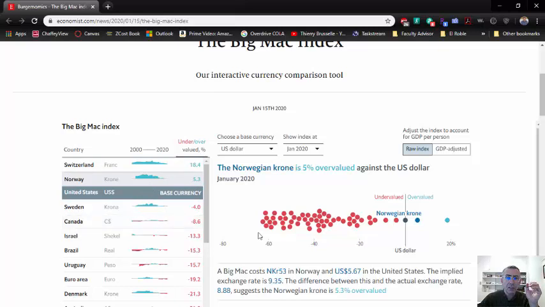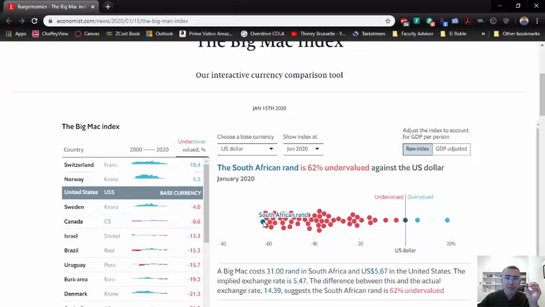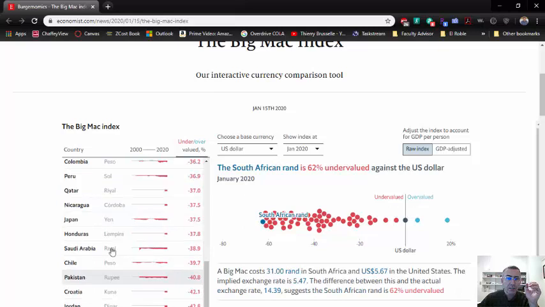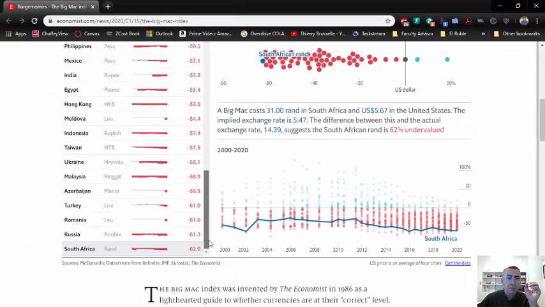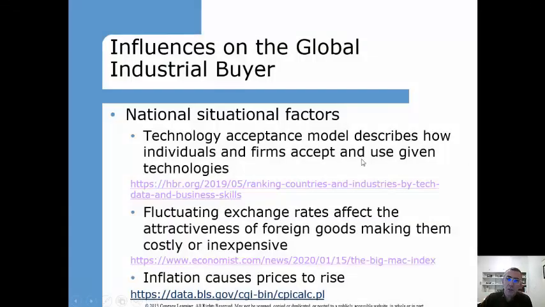We're the benchmark currency, and the South African rand is going to look like it's ranking toward the bottom over here. It's negative 62%. It's undervalued by 62%. So these are things that you would take into account as you start to talk about trade. Remember that if you have a strong currency, it's going to hurt your exports. If you have a weak currency, it's going to help your exports. And then finally, inflation. A lot of people forget what inflation does.